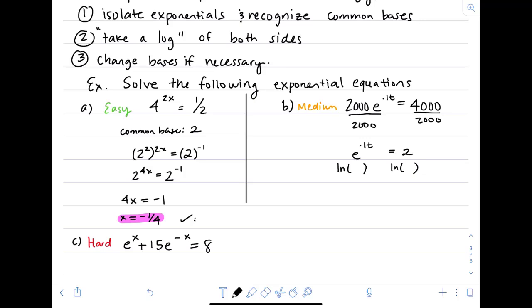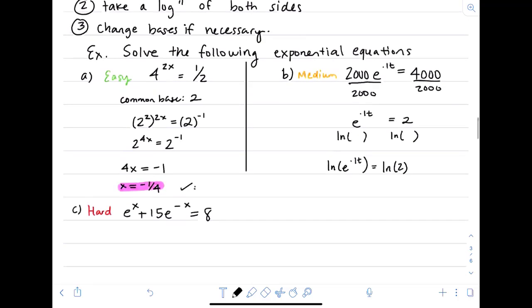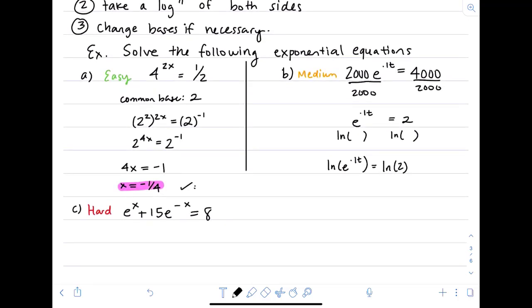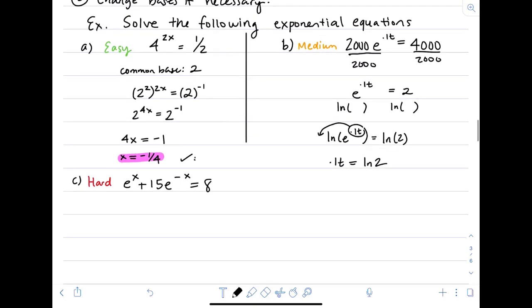So when I take the log base e of both sides, this is what it would look like. And remember from the last video about log properties that when you take a log base b of b to the x, they're inverses, they undo each other, so that would just be 0.1t. You can also think of that as doing the power rule and then simplifying. That'll also get you to the same place. So you'll get 0.1t equals ln 2, which means that t equals ln 2 over 0.1.